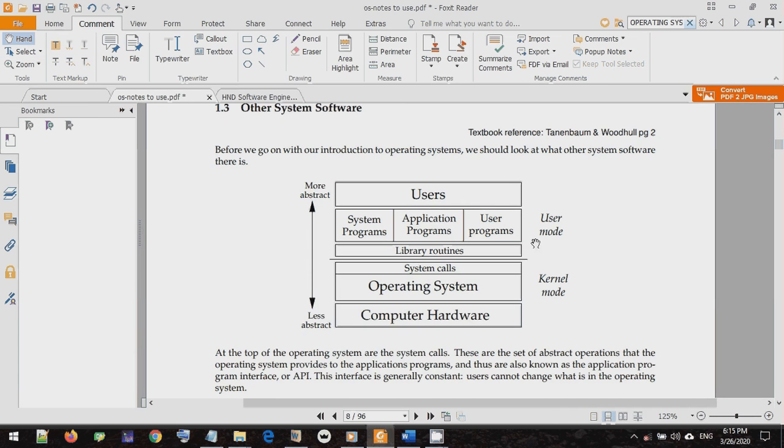Other system software. Now, we just spoke about the kernel mode and the user mode. Let us now look at what actually is contained between those two modes. We said earlier that the user mode contains mostly application programs. Now, take a look at this section.